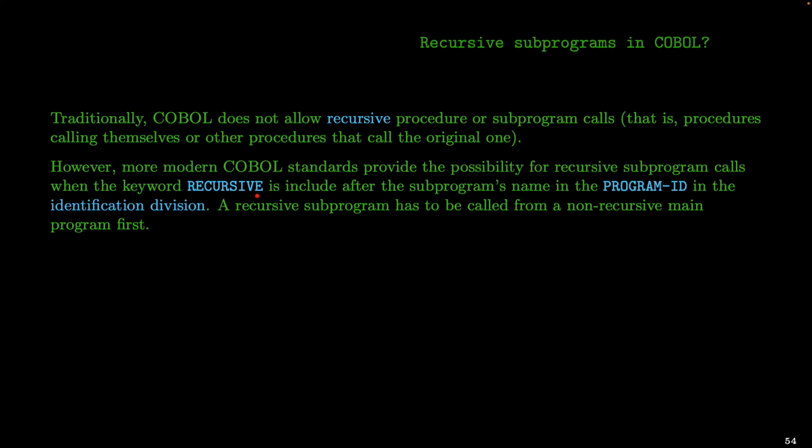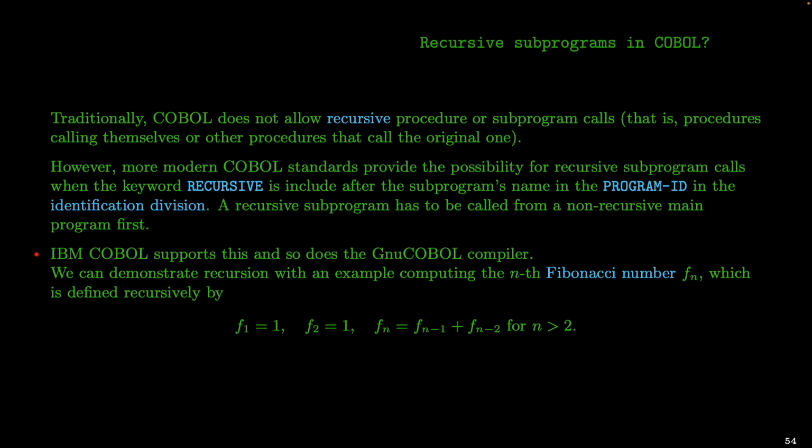You have to do this in the program's name and the program ID. So you just write program ID and then the name of the subprogram, and after that, you write the keyword recursive. You have to call a recursive subprogram from a non-recursive main program first. IBM COBOL is sufficiently modern to support this, and the GNU COBOL compiler also supports it. So I want to give you a little demonstration of a recursive subprogram call in COBOL.